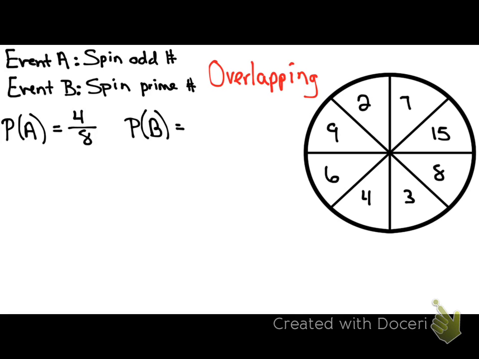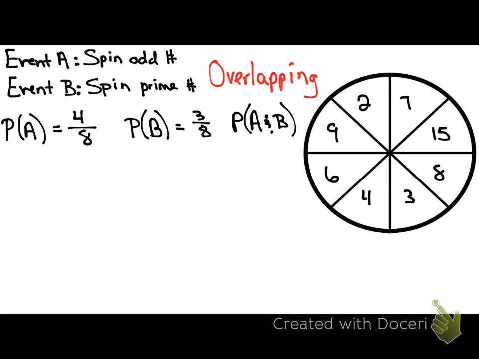No, 7 is prime, 3 is prime, 2 is prime. There are 3 prime numbers out of 8 on the spinner. And now, since we said that there are some numbers on there that are both odd and prime, I need to figure out how many are both A and B. So how many numbers on the spinner are odd and prime, that are both?